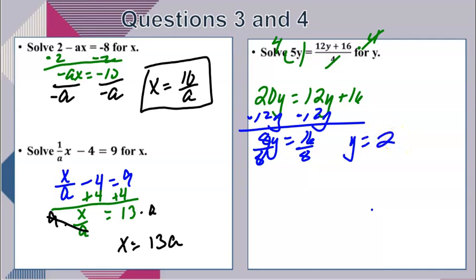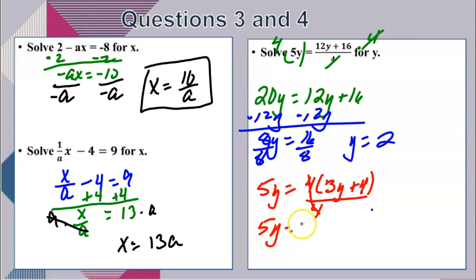Now there is another way of doing this one. If I write this as 5y equals, over here on the right-hand side the common factor in the numerator is 4. So if I factor out a 4 in the numerator, I would get 4 times (3y plus 1)... I mean 3y plus 4, divided all by 4. The 4's divide out, and I'm left with 5y equals 3y plus 4.